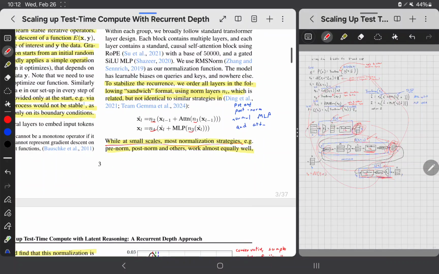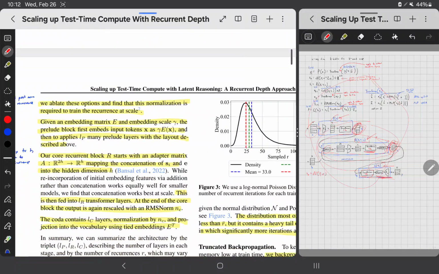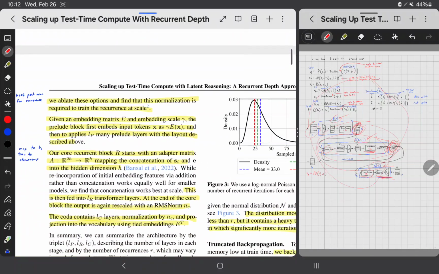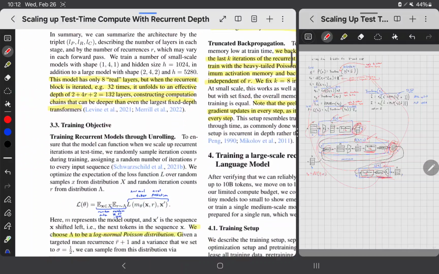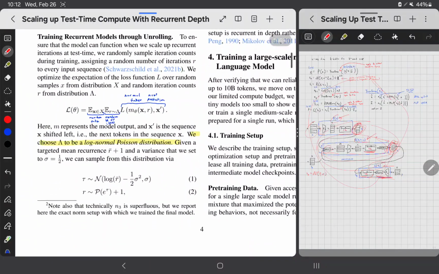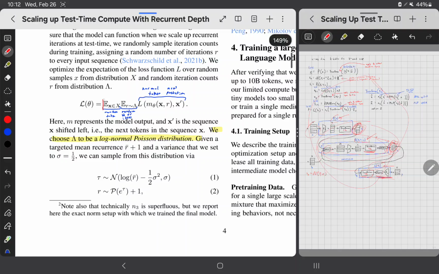So it doesn't really matter what you use normally at scale, but it matters here because they're using a small number of blocks and for stability. So here's the loss. This part here, if we just had this and we had this, that would be normal next token prediction loss.